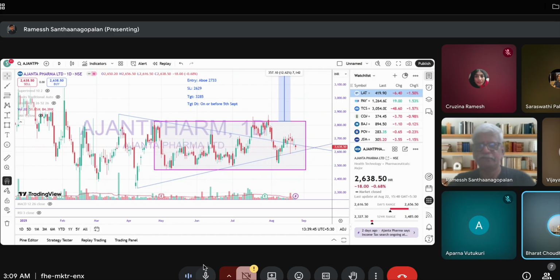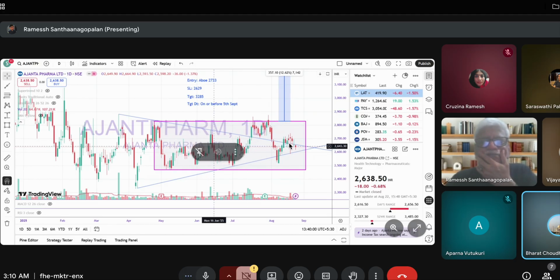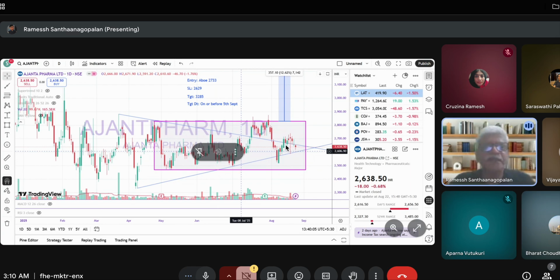Rameshji, one question. If you were looking at this chart live, on the 16th of, I think, July, before that it was a triangle, right? At that point, you would not know that it is a rectangle, right? No. Because see, the thing is, I will replay this.